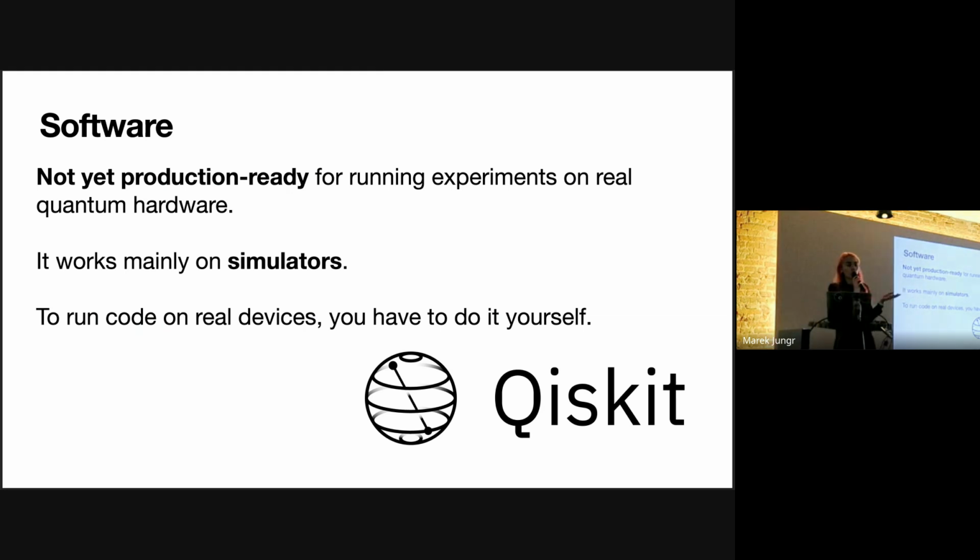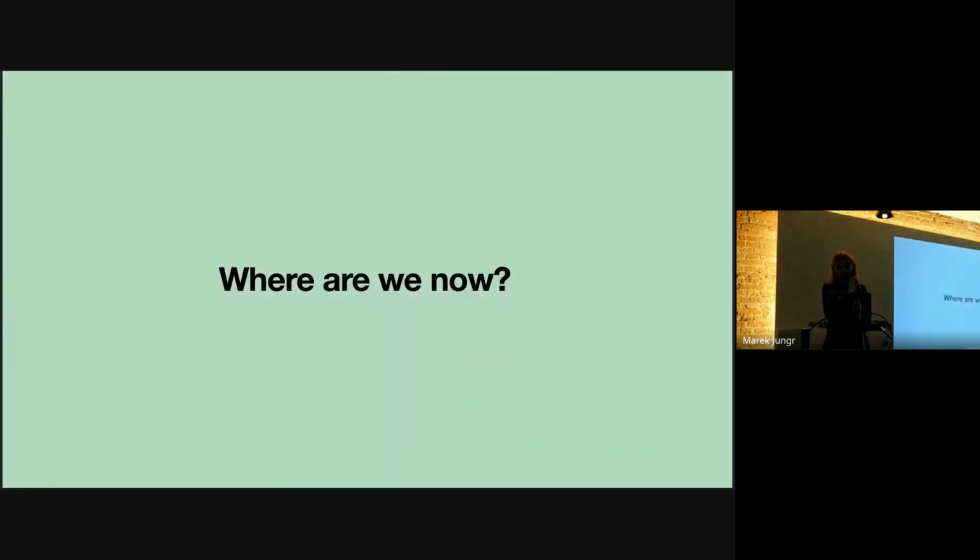But to run the code on real devices using Qiskit, you usually have to do it yourself. And that's another thing. So these are the three main technical constraints, I would say, which are extra painful when you want to do anything on the real quantum hardware. Where are we now, or where I am with my research? So it runs on hardware somehow.